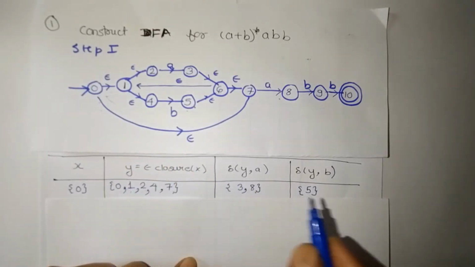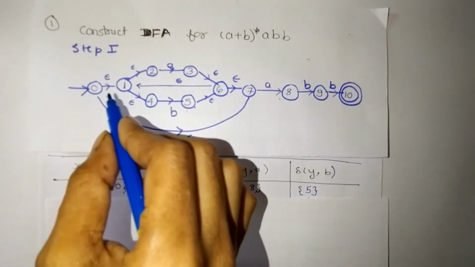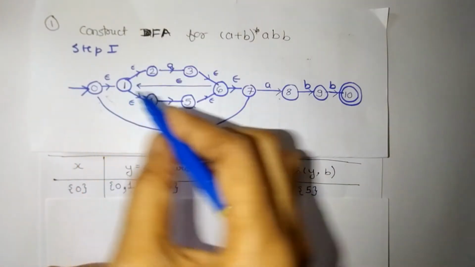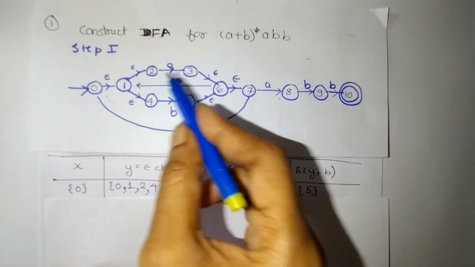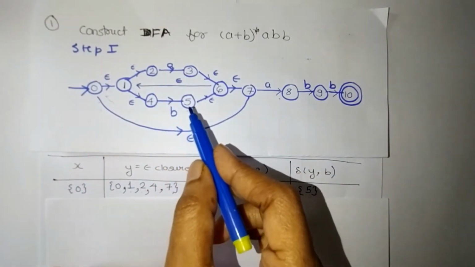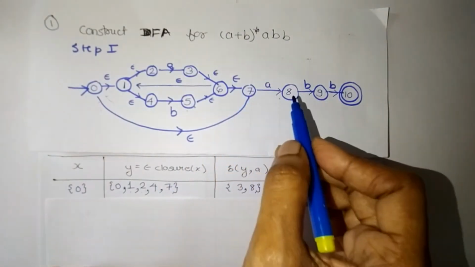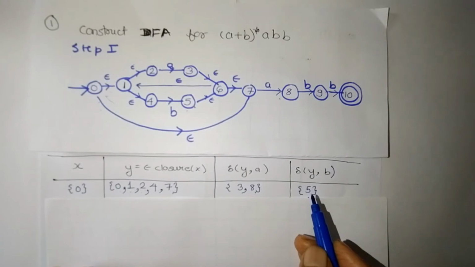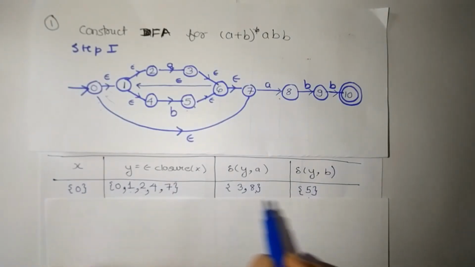Then similarly, we have to find the transition on b. From 0, is there any transition on b? No. From 1? No. From 2? No. From 4? Yes, the transition on b goes to 5, so we include 5. From 7, is there any transition on b? No. So the next state will be 5. Now it is mandatory to write the states in curly braces. This is the rule.